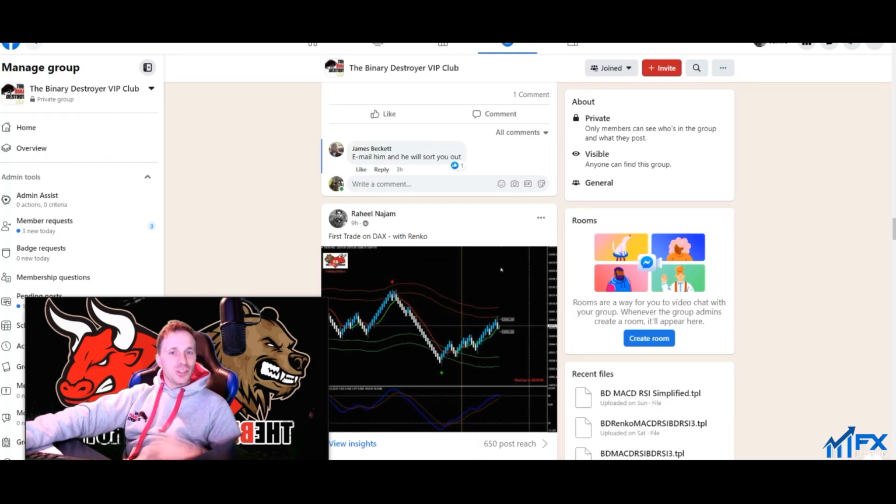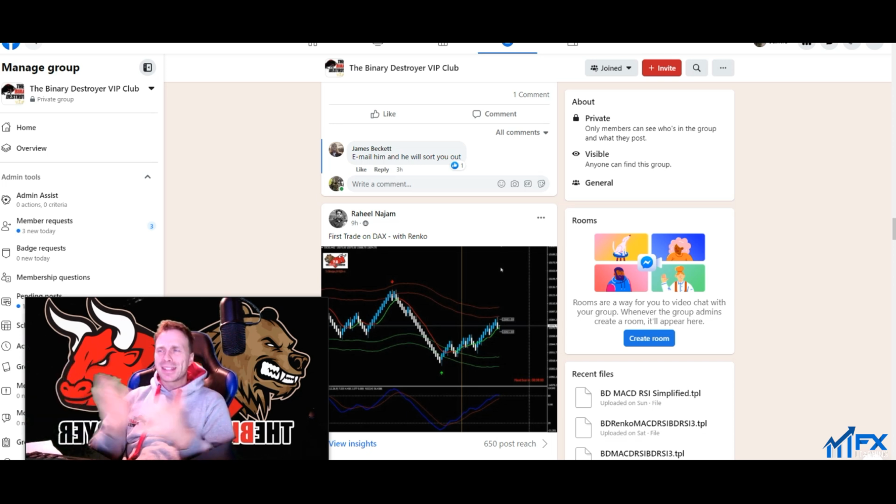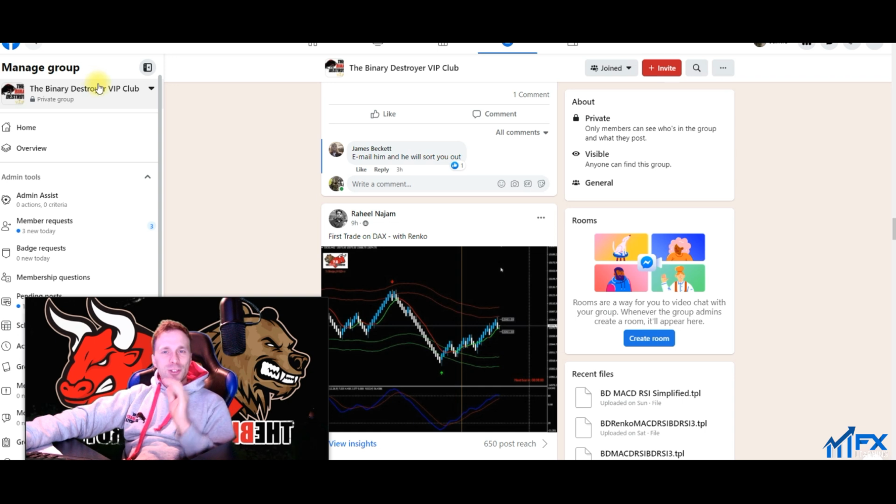So as you can see, the craze at the minute is Renko trading with the Binary Destroyer, and it looks really clean and simple. But I don't like Renko trading. I like the old-fashioned candlestick trading. But now let's head over to the charts, and I'll show you how to take a Mogwai signal with the trend.